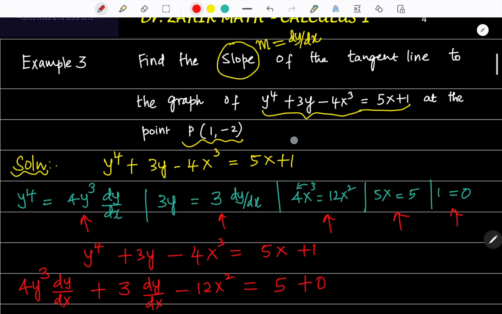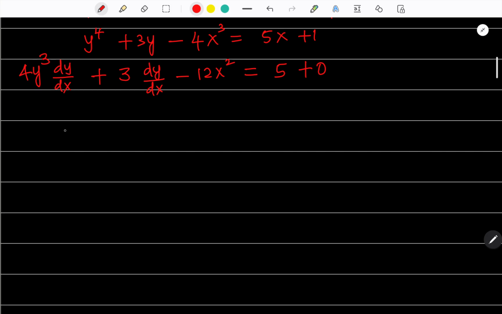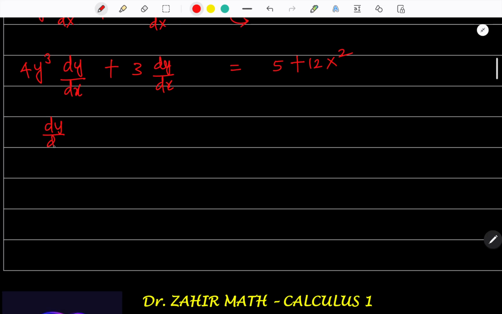I'm going to find the slope. Slope means what? dy by dx. So let me find dy by dx. Take dy by dx, everything this side, remaining all that side. 4y cubed dy by dx plus 3 dy by dx is equal to 5. This 12x squared goes that side as 5 plus 12x squared. Now I'm going to find dy by dx. Take dy by dx as common, and what is inside? 4y cubed plus 3, which is equal to 5 plus 12x squared.